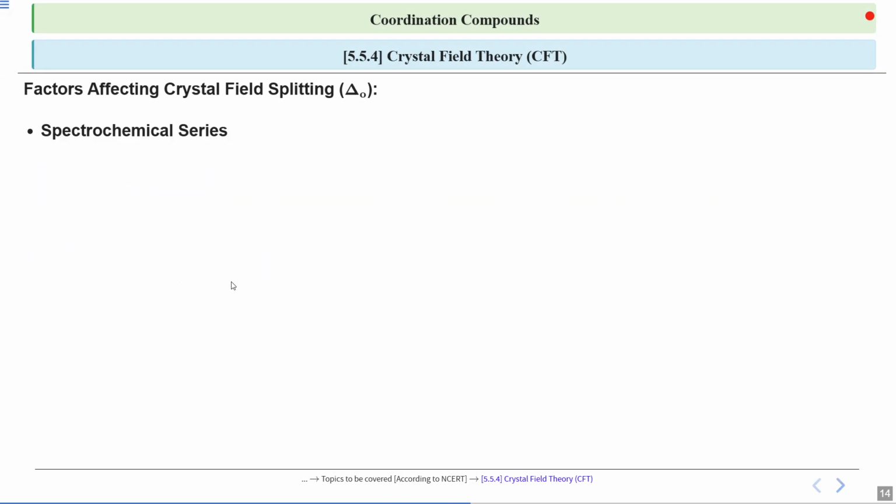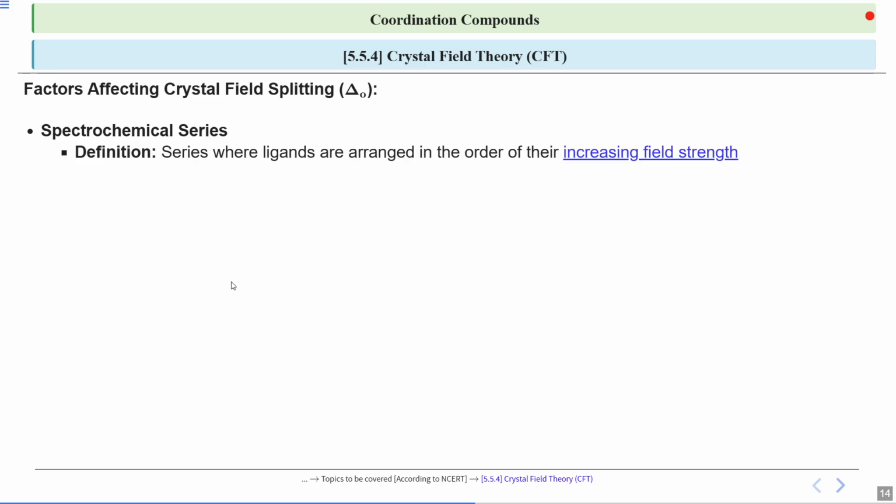Third is the spectrochemical series. What is the spectrochemical series? The definition is that it is the series where the ligands are arranged in the order of their increasing field strength. So how are we saying that this is a strong field ligand or this is a weak field ligand? This is the reason: the spectrochemical series.